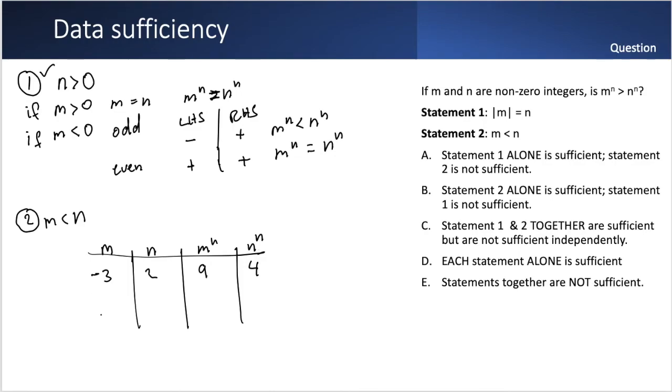And then we can try another one where m is -1, n is 2, so m is still smaller. m to the n would be 1 and n to the n would be 4. And so these two conflict with each other. So statement 2 is not sufficient, just 1. Yeah, A.